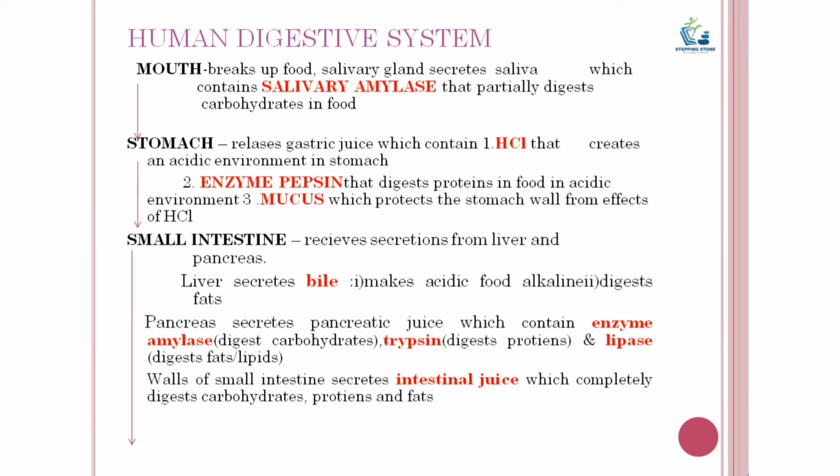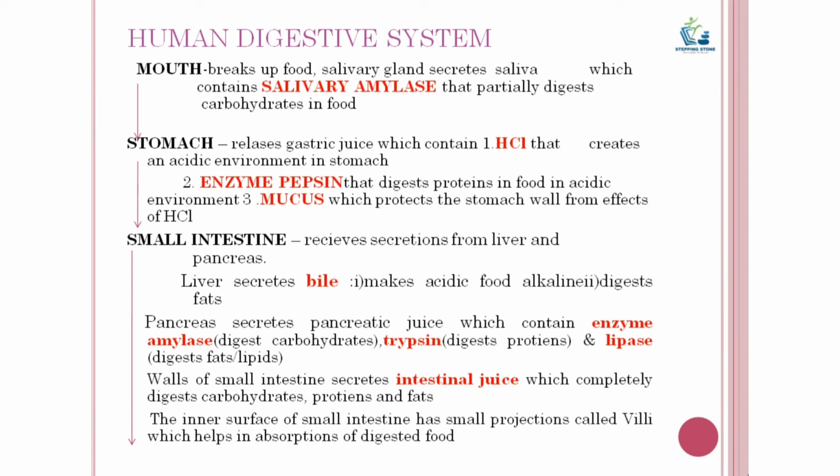The walls of the small intestine contain glands which secrete intestinal juice, which completely digests the carbohydrates, proteins and fats, and thereby completes the digestion process. The inner surface of the small intestine has small projections called villi, which help in absorption of the digested food. I have discussed earlier also, after digestion the blood carries this digested and dissolved food to all the parts of the body, where it becomes assimilated as part of the cells.